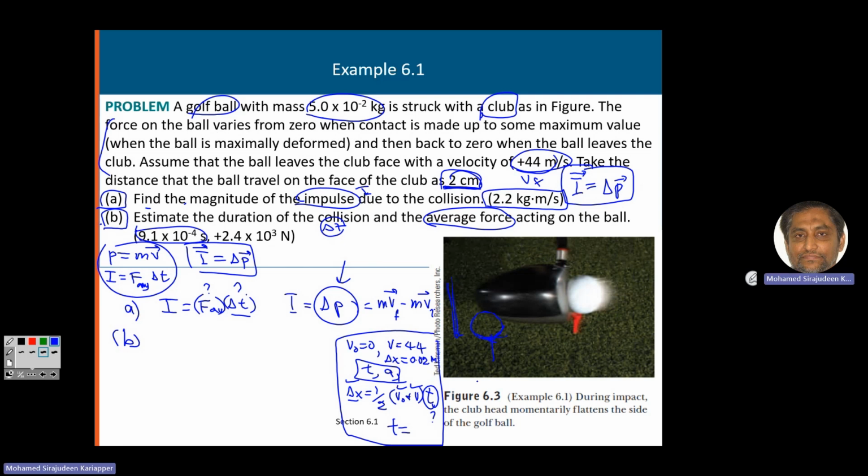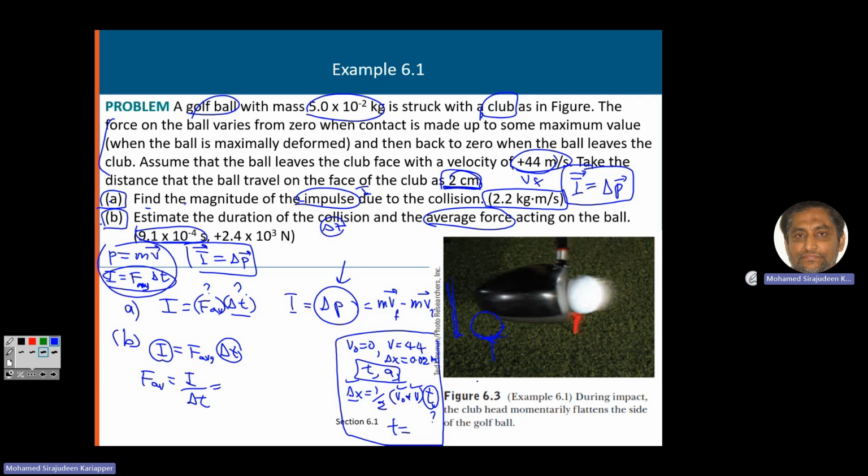So we got this, right? Now the next is to find the average force. Now you go to this equation, which tells you impulse is equal to the average force multiplied by delta t. We found the delta t now, right? And we found I from part A. So average force will be equal to I divided by delta t.